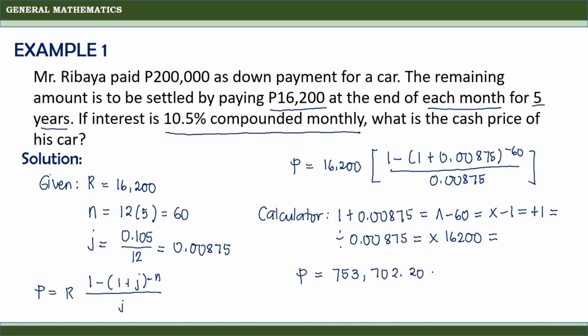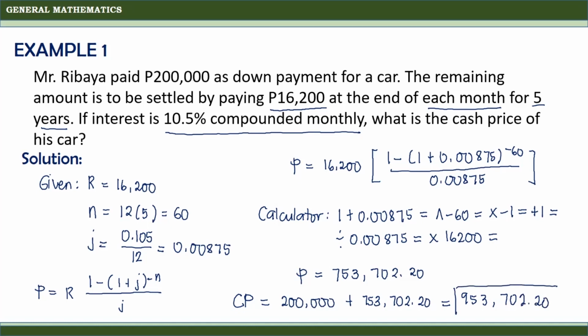However, this is not yet the cash price of the car because this is just the present value of the installment of Mr. Ribaya, which amounts to 16,200 pesos monthly. Remember that the cash price is equal to the down payment plus the present value. Therefore, the cash price is equal to 200,000 plus 753,702.20, which is equal to 953,702.20. Therefore, the cash price of the car is equal to 953,702.20 pesos.